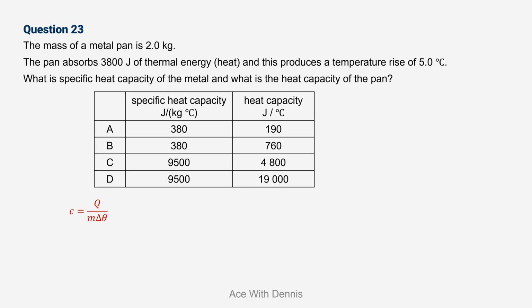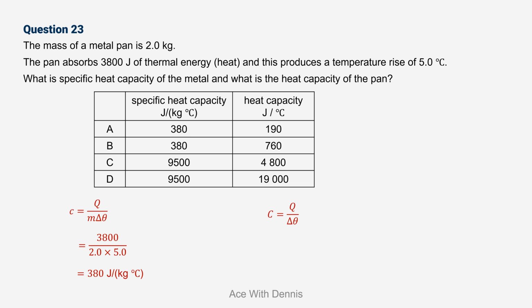c equals Q over m delta theta, where Q is the energy absorbed, m is the mass, and delta theta is the temperature change. So we substitute the values given, where Q is 3800 joules, mass is 2.0 kilograms, and the change of temperature is 5.0 degrees Celsius. Then we calculate the value, and we get 380 joules per kg per degree Celsius.